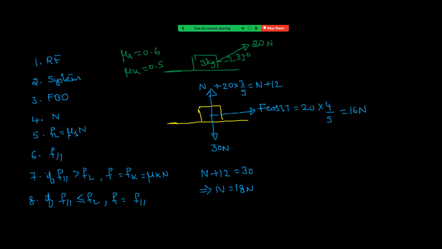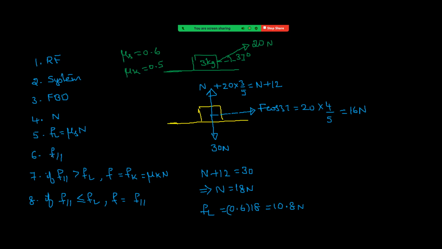After having normal reaction, we have to focus on limiting friction. Next step, limiting friction is mu s times N. Mu s value 0.6, so 0.6 into 18. See how much we got? 6 times 60... 6 8s 48, 60 plus 48, 108. It is 10.8 Newton. That is now limiting friction. Right?